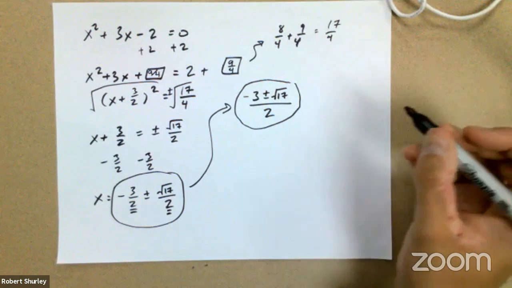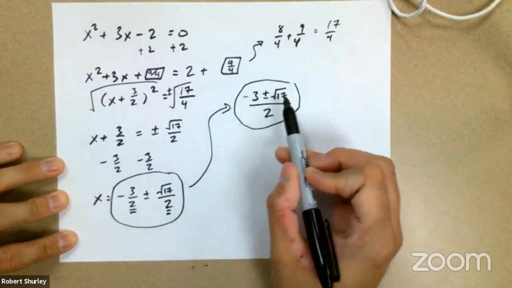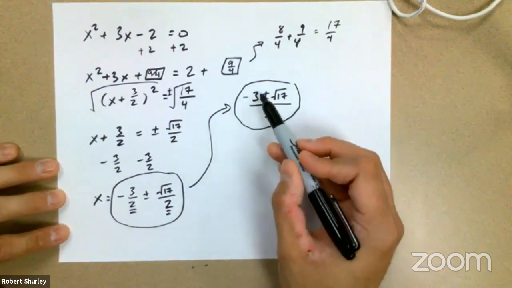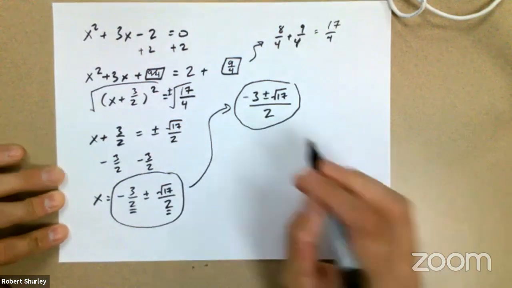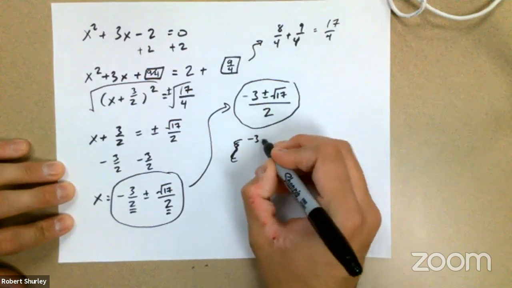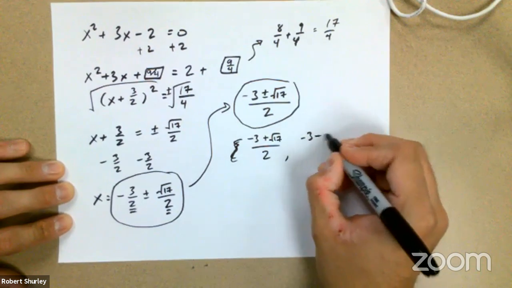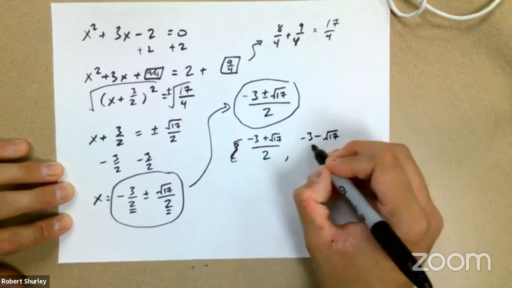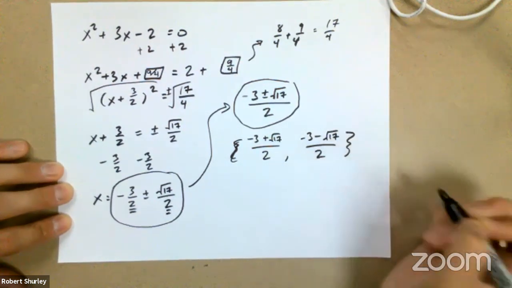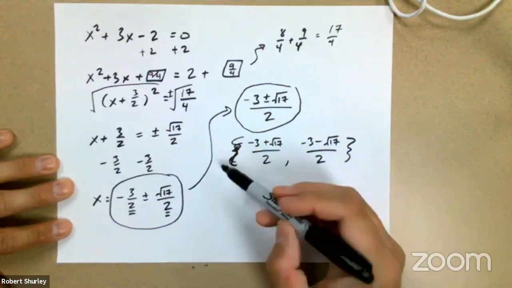Just be careful of the sign, like that -3 goes in front of the negative up top, and the plus or minus just goes in between up top. So that's really our 2 solutions. If we do the squiggly brackets, -3 plus the square root of 17 over 2, and -3 minus the square root of 17 over 2. That's a horrible squiggly bracket, but it is a squiggly bracket.